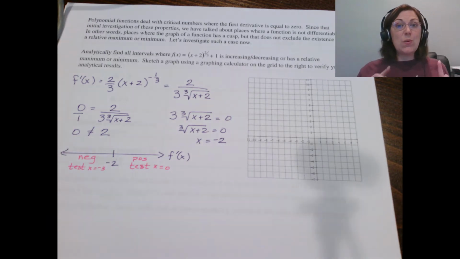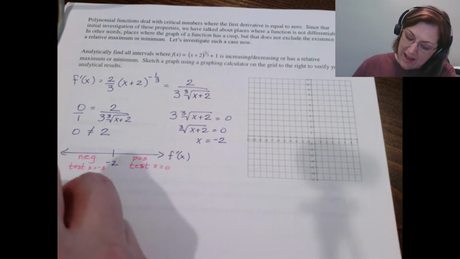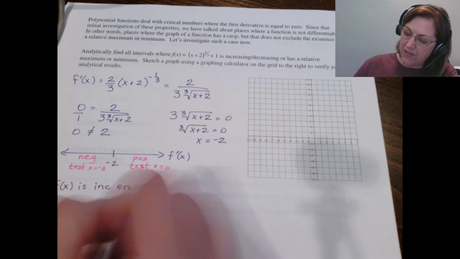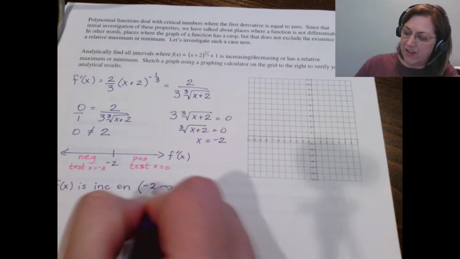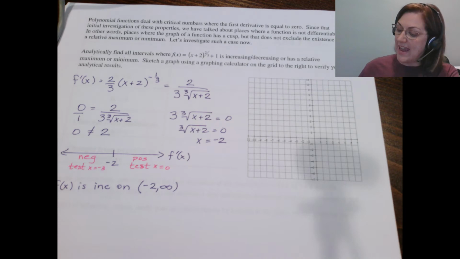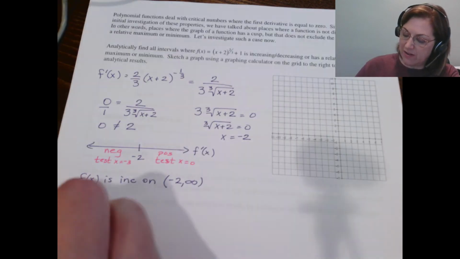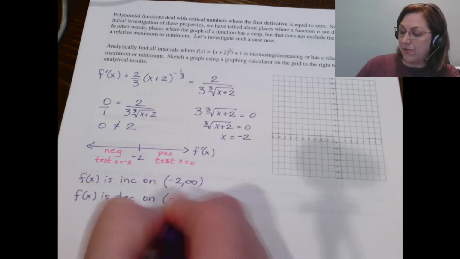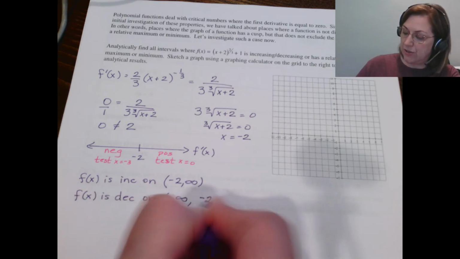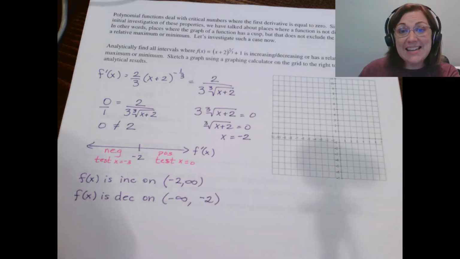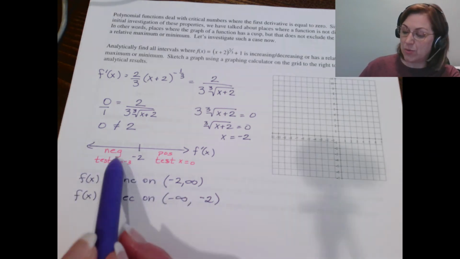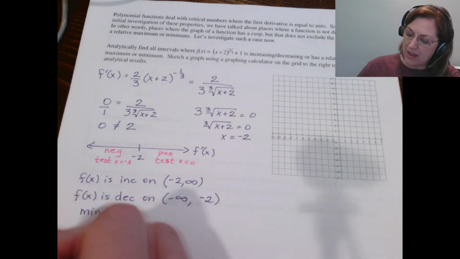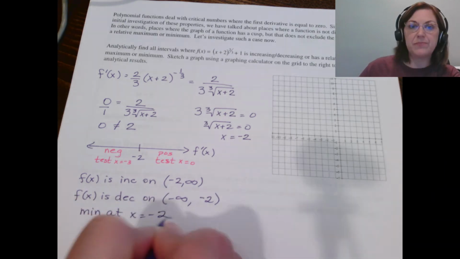Okay, so the function I know now is increasing on the interval from negative 2 to positive infinity. And the function is decreasing on the interval from negative infinity to negative 2. And because the derivative changes from a negative to a positive, I know there's a minimum at x equals negative 2.